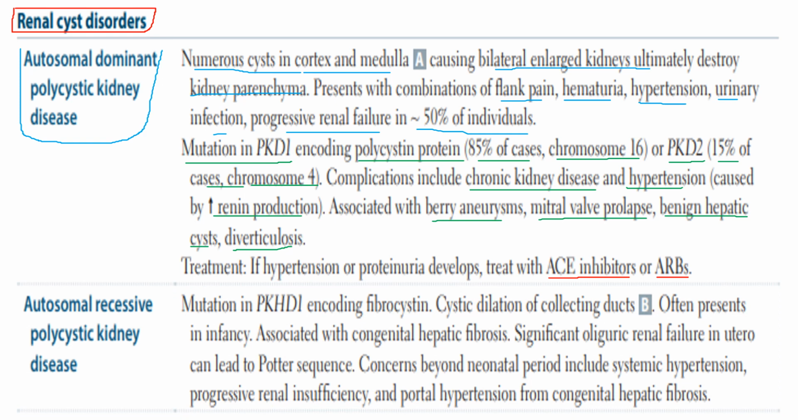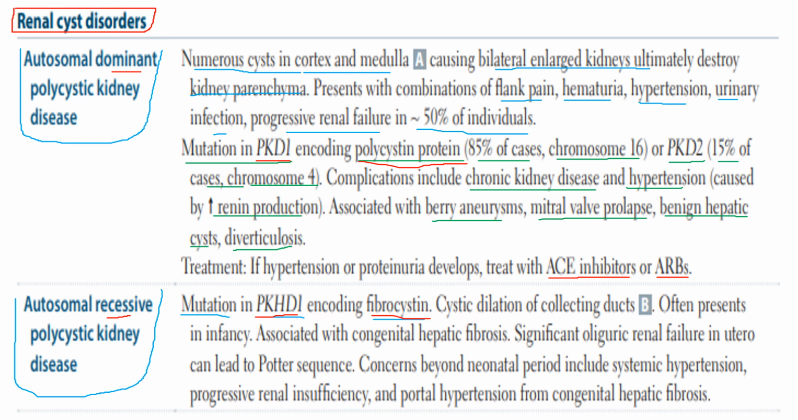Second is autosomal recessive polycystic kidney disease. It is caused by mutation in the PKHD1 gene, which is encoding for fibrocystin. Remember that autosomal dominant polycystic kidney disease is caused by mutation in PKD1, which is encoding for polycystin protein, and autosomal recessive polycystic kidney disease is caused due to mutation in PKHD1, which is encoding for fibrocystin. Got it?